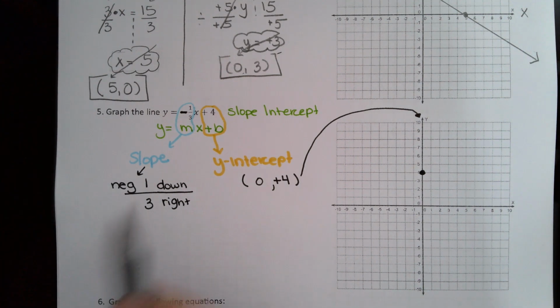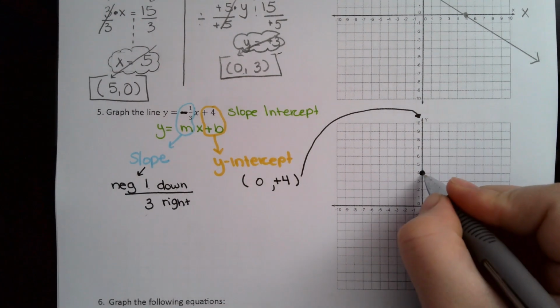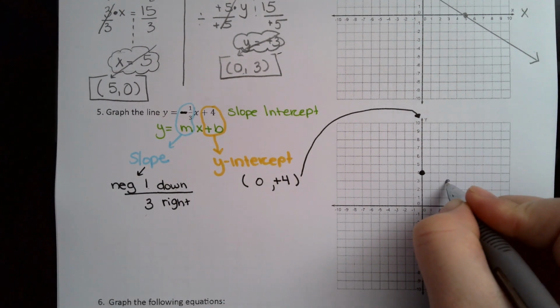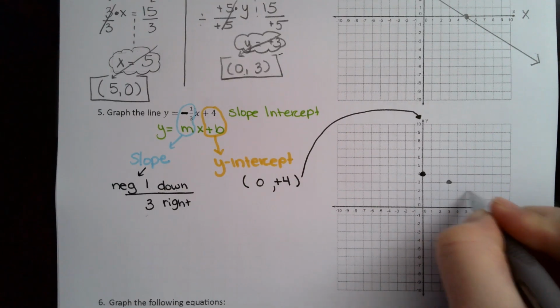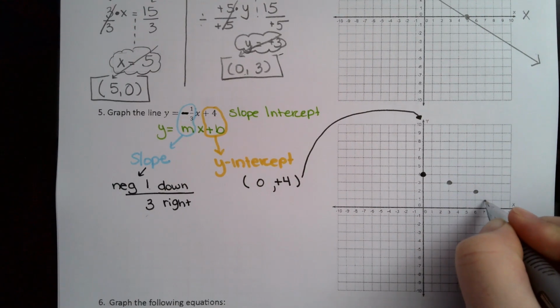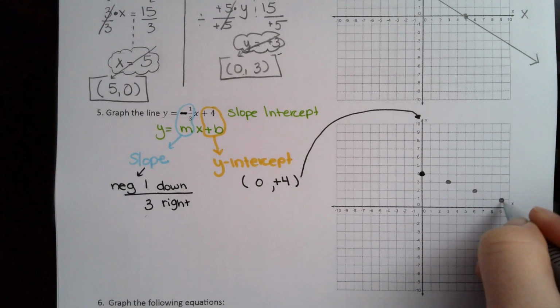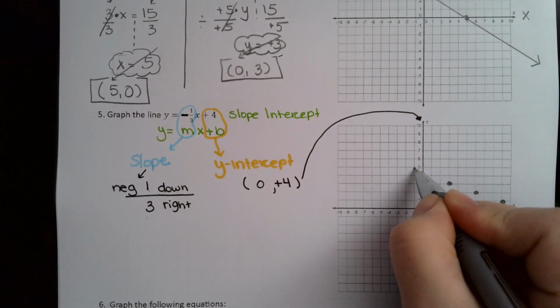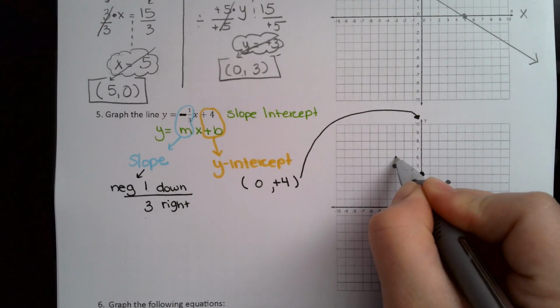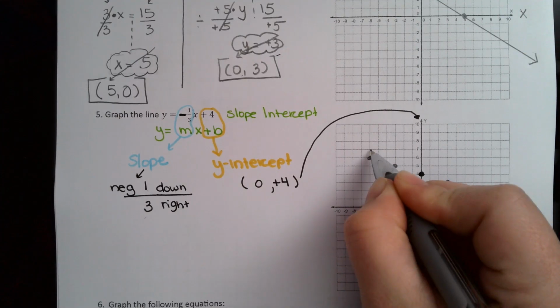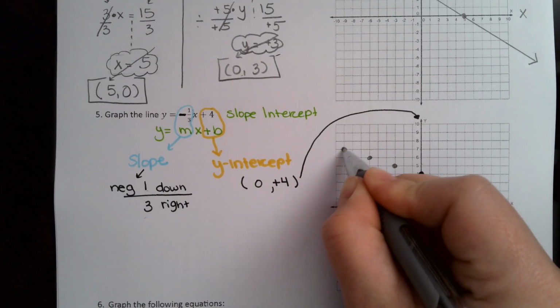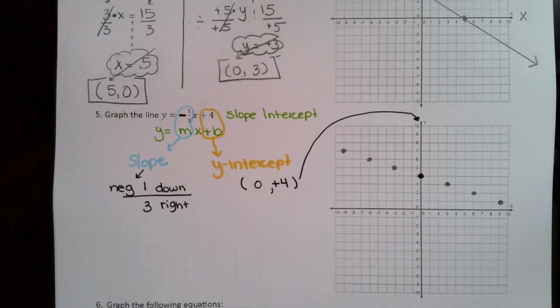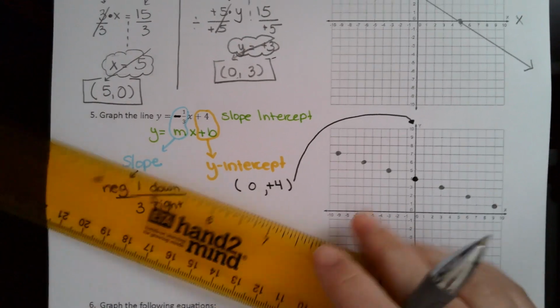And then we're going to go down 1, right 3. Down 1, 1, 2, 3. Down 1, 1, 2, 3. And when I run out of space, I'm going to go the opposite direction. So now I'm going up 1, and to the left 1, 2, 3. Up 1, to the left 3. We always want to start with this so you have your pattern.